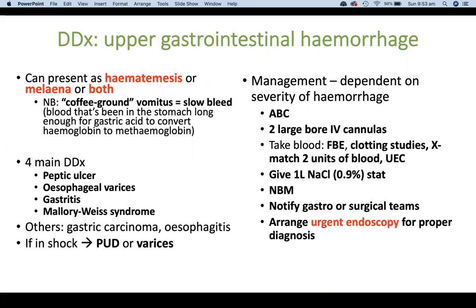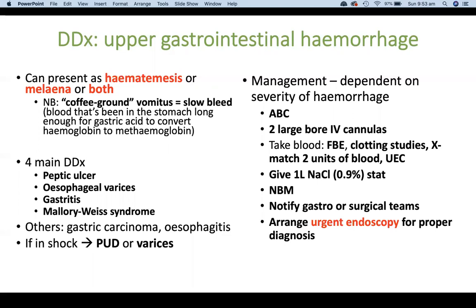This is management. In case you get it in an OSCE, be able to just rattle this off, because a lot of OSCEs, no matter what system, can follow a very similar approach: doing your ABC, putting in two large bore IV cannulas, taking bloods, giving fluids and or blood, and so this is more for upper GI hemorrhage, making them nil by mouth and urgent endoscopy.